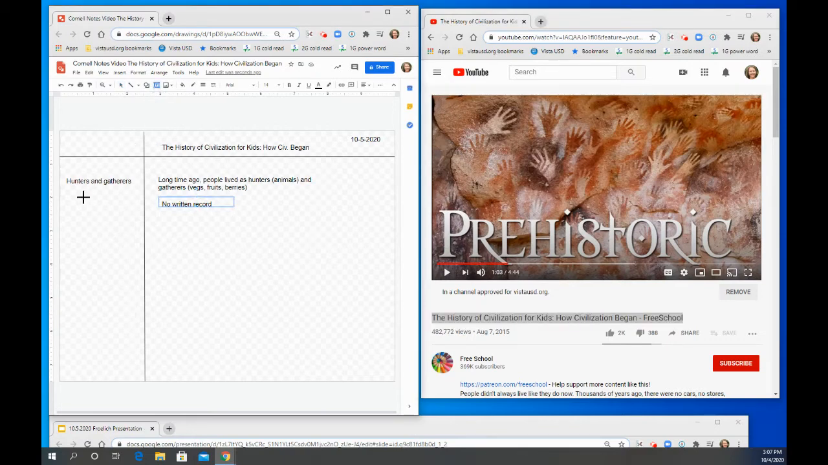What that means, when there's no written record, is prehistoric or prehistory, because we know that history is about written record. So I wrote that on the left side of my notes because it's a vocabulary word that we can define as a time in history when there's no written record.